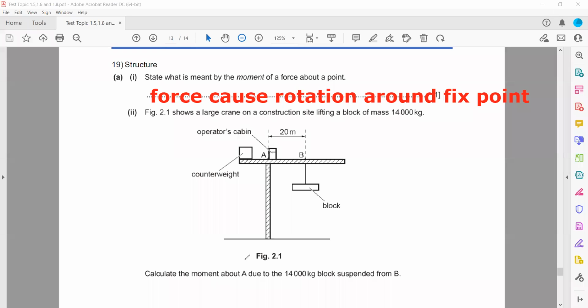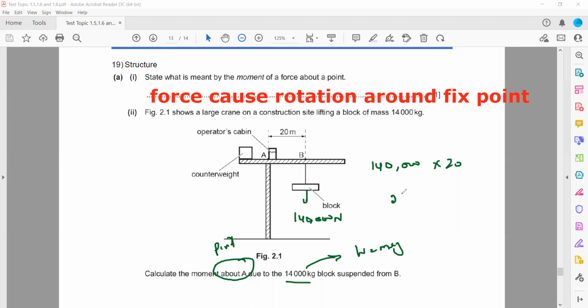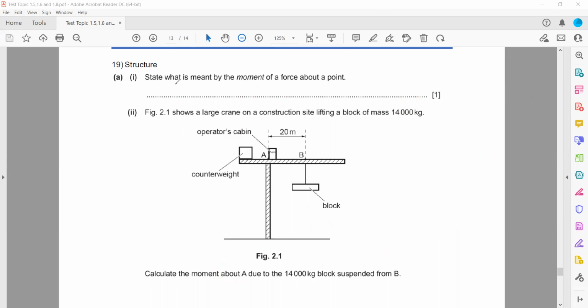Calculate a moment about A. About A means A is a pivot. If the mass is 14,000, weight is the force, mass is not the force, so how much is the weight? It will be 140,000. Why? Because we convert mass into weight by multiplying with gravity. So to calculate the moment, it will be 140,000 times 20. So 14 multiplied by 2 is 28, or we can say 2.8 times 10 to the power 6 Newton meter. So whenever we are calculating a moment, it is the force multiplied by the perpendicular distance from the point of rotation, or we can also say pivot.